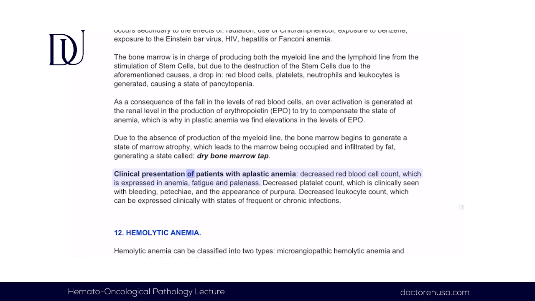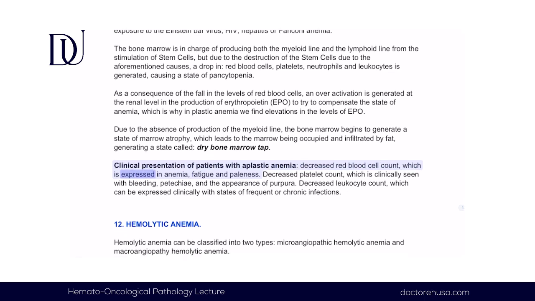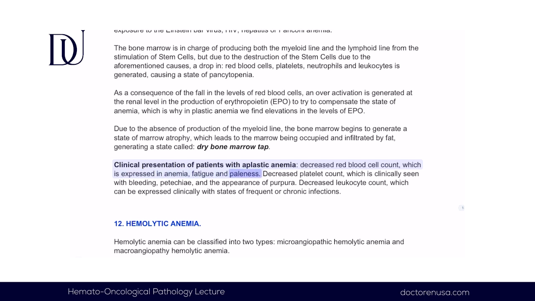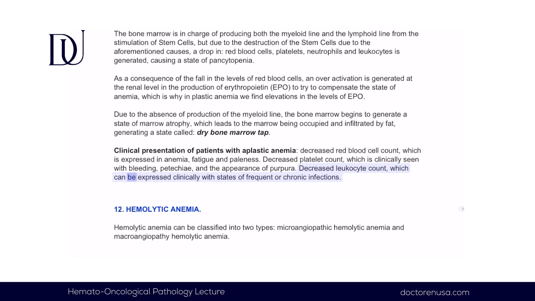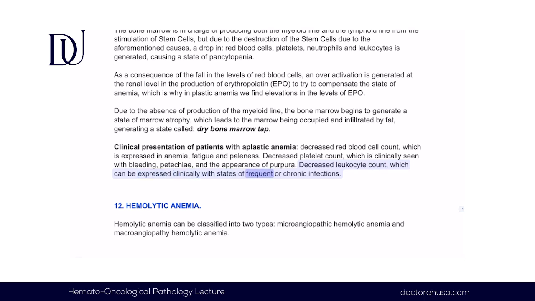Clinical presentation of patients with aplastic anemia: decreased red blood cell count, which is expressed in anemia, fatigue, and paleness. Decreased platelet count, which is clinically seen with bleeding, petechiae, and the appearance of purpura. Decreased leukocyte count, which can be expressed clinically with states of frequent or chronic infections.